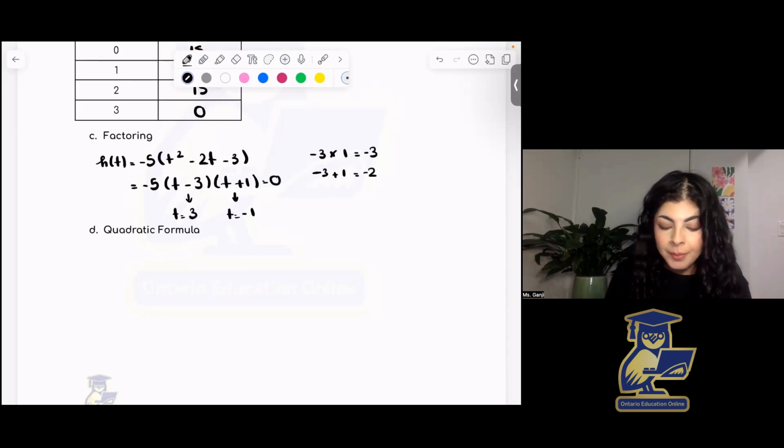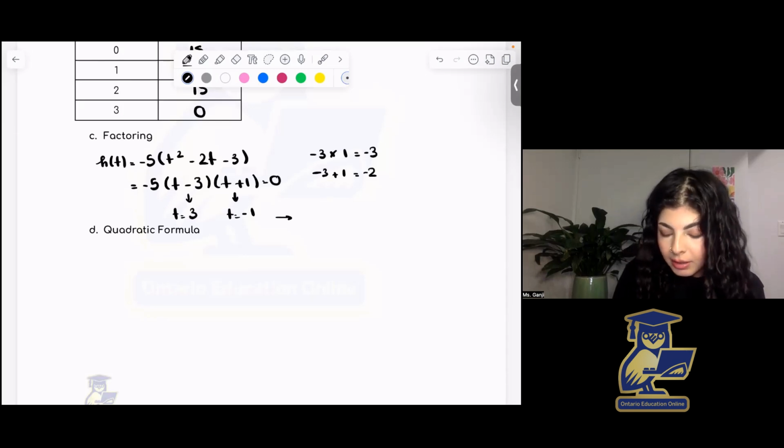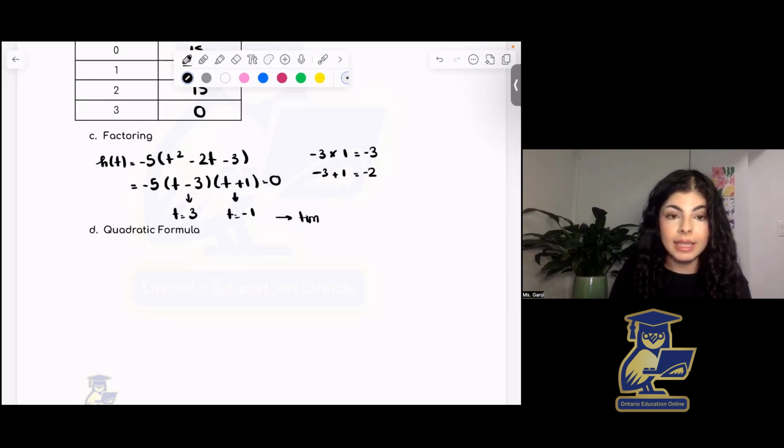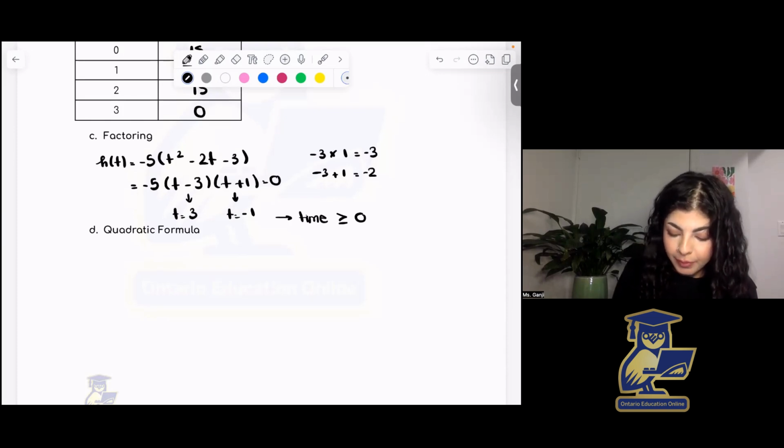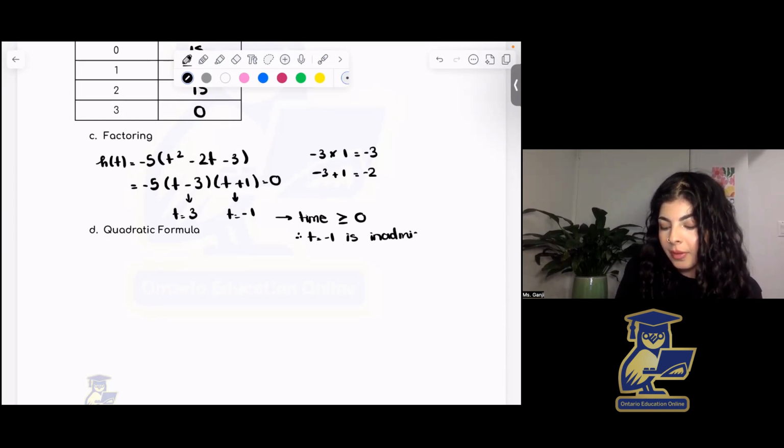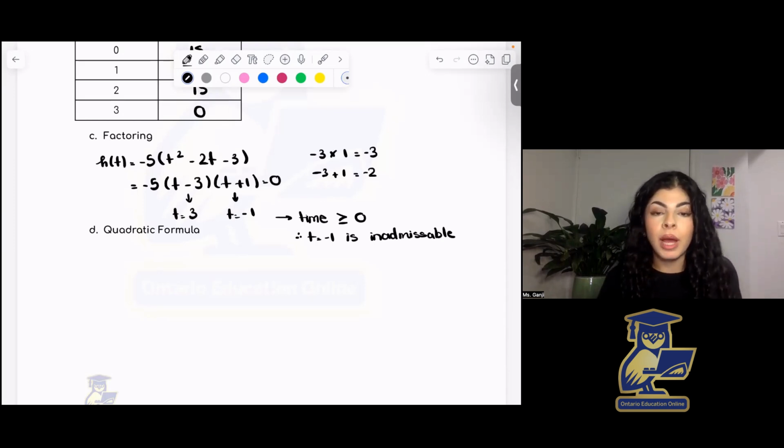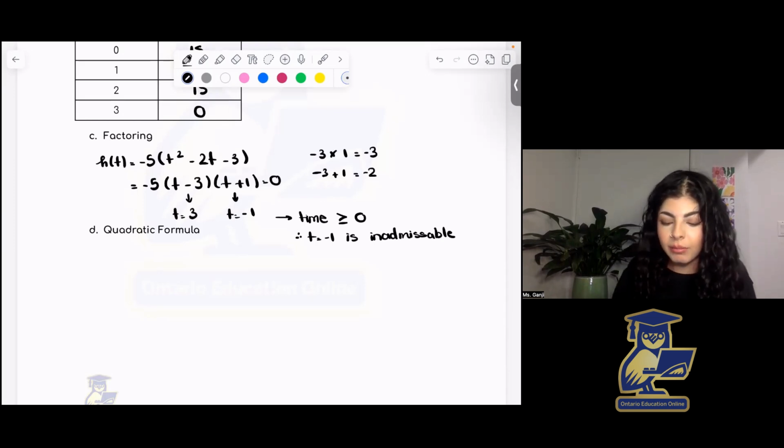That being said, we cannot have time as a negative. So time has to be greater than or equal to 0. So this solution does not work. Therefore, t = -1 is inadmissible.